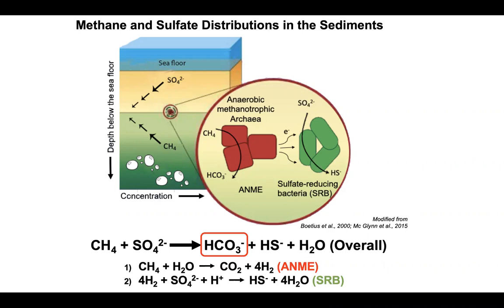On the top, you can see the sulfate-methane transition zone in methane hydrate sea sediments, where the syntrophic relationship between anaerobic methanotrophic archaea and sulfate-reducing bacteria occurs. On the bottom, you can see the individual and the overall metabolisms. Please note the production of bicarbonate, which fuels precipitation of carbonate.